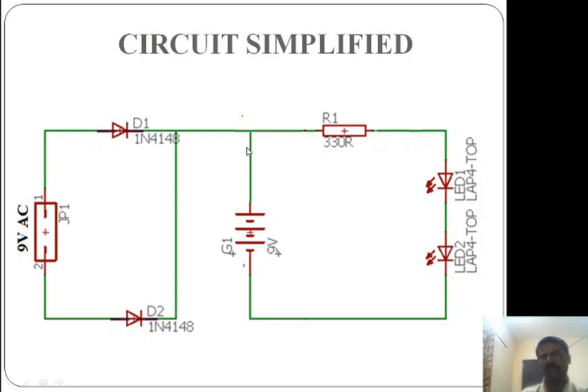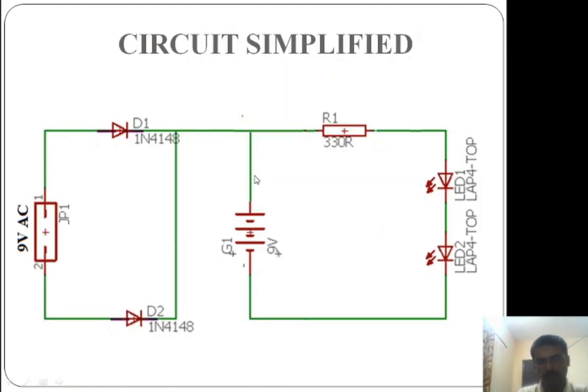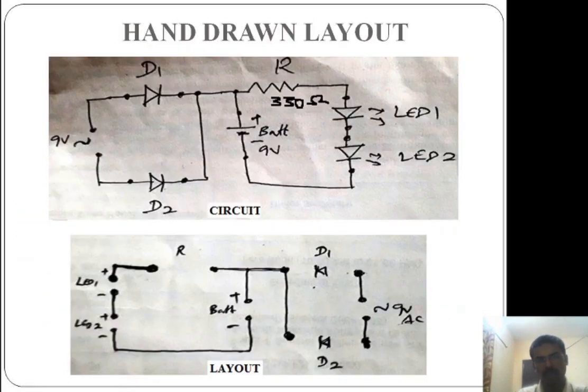As you have seen in the previous schematic part, we have to convert it into the layout, right? So how to convert into the layout? Manually we will convert. See how it looks like. This is the top side figure, the circuit diagram. The same circuit diagram I have drawn here. This is a hand drawn circuit and hand drawn layout.